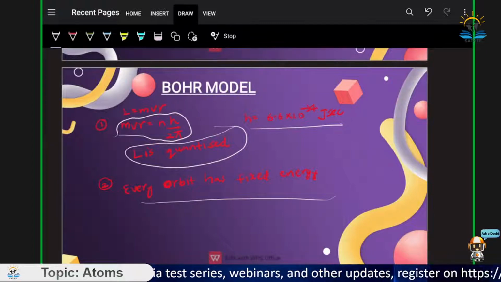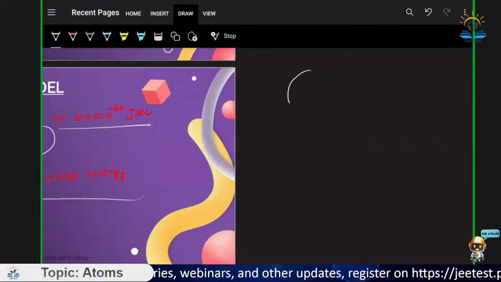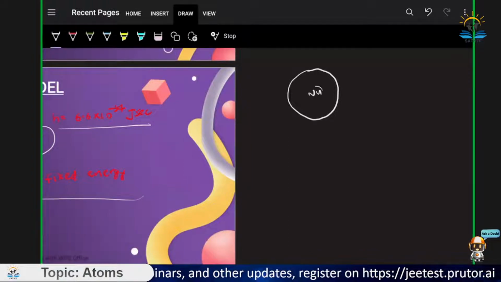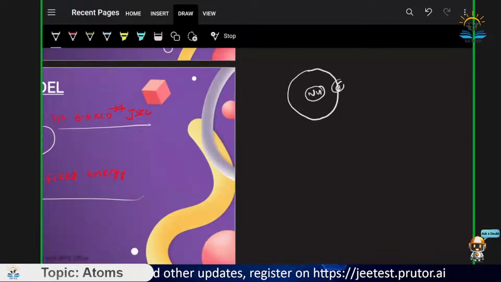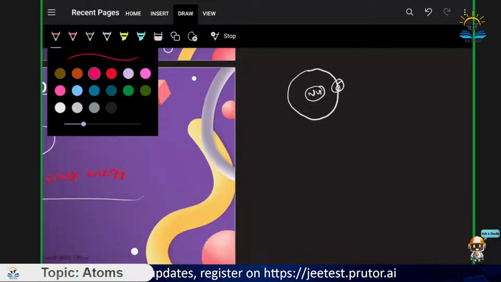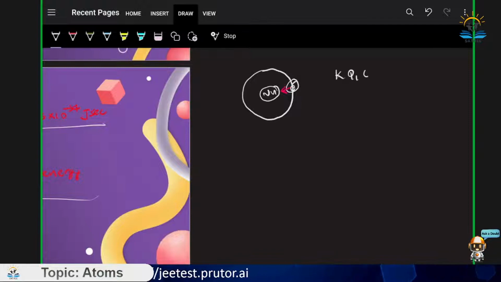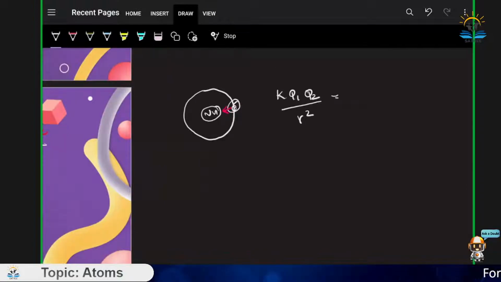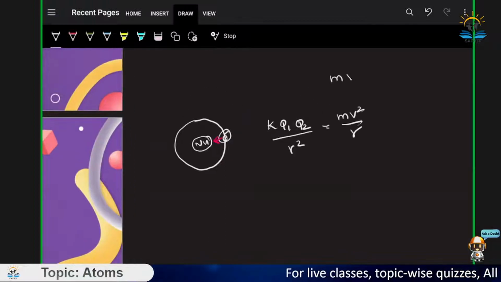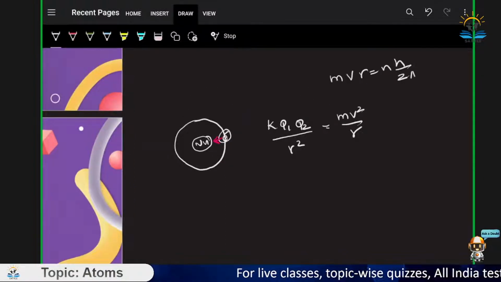This is the nucleus, and this is an electron revolving around the nucleus. So there will be a force. That force will be k times the charge of the electron and the charge of the nucleus divided by the square of the radius of the orbit. We can equate it with m v square by r, since the electron is in circular motion, and we postulate that angular momentum is quantized, mvr equals n h by 2 pi.